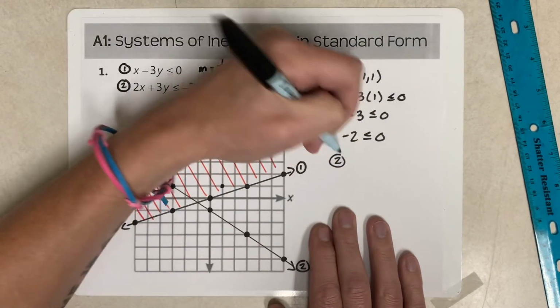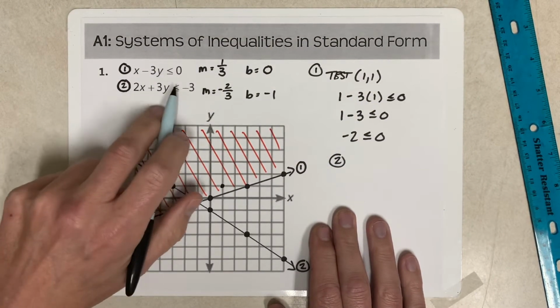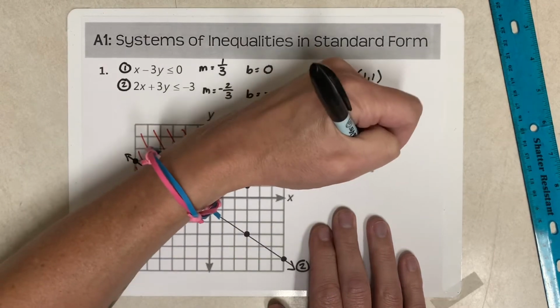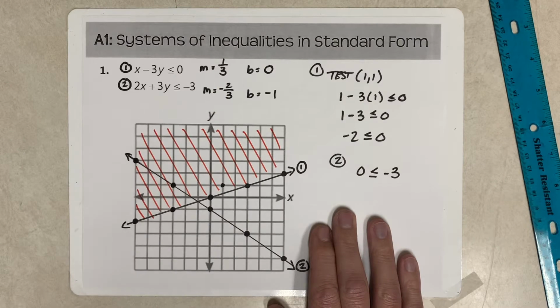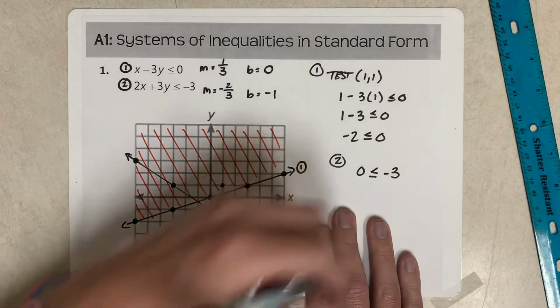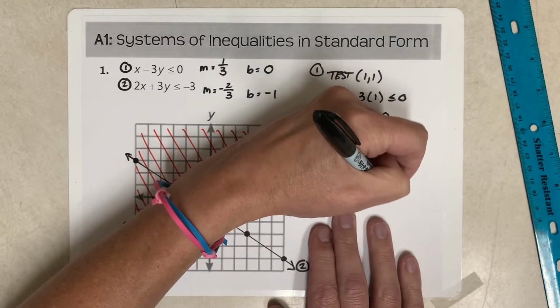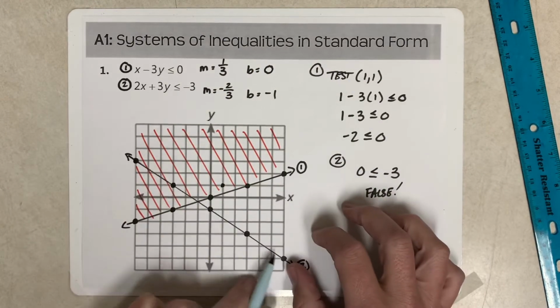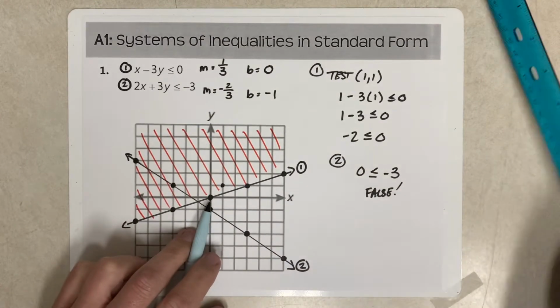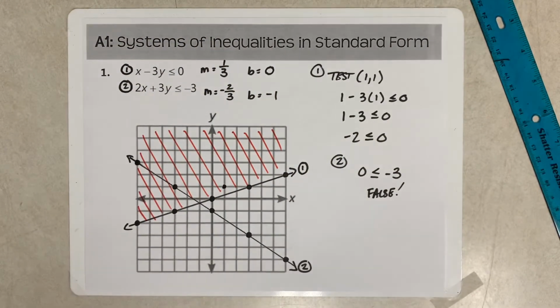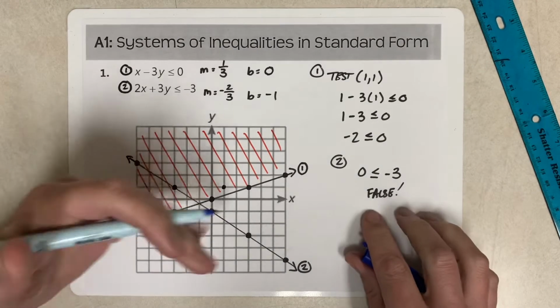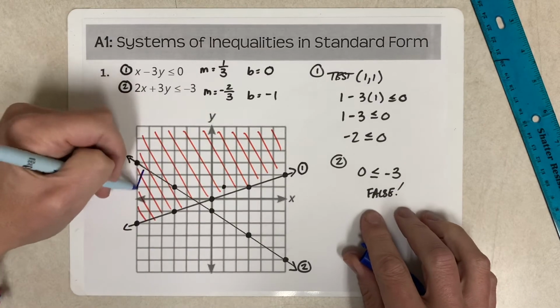For the second one, is 0 less than or equal to -3? And 0 is definitely not less than -3. That's false. 0 is greater than -3. So since that's false, for the second one, I would not shade the side with the origin, which is this side. I'd shade the other side. And I'm going to shade that in, I think we're going to go ahead and use blue here. And I'm going to shade below the second one.